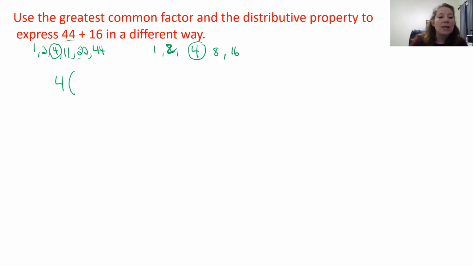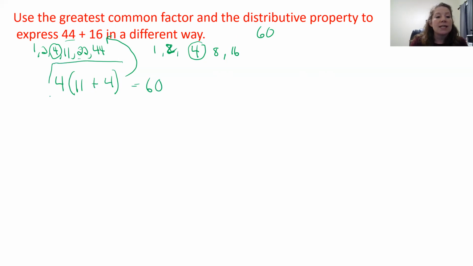And now think, what times 4 is 44? 11. Plus, now what about 16? If I divide 16 by 4, what do I get? 4. So I've just rewritten this, but it's still equivalent to what we started with. If I added 44 and 16, I would get 60, right? Well, 11 plus 4 is 15. And if I multiply 15 times 4, I also get 60.